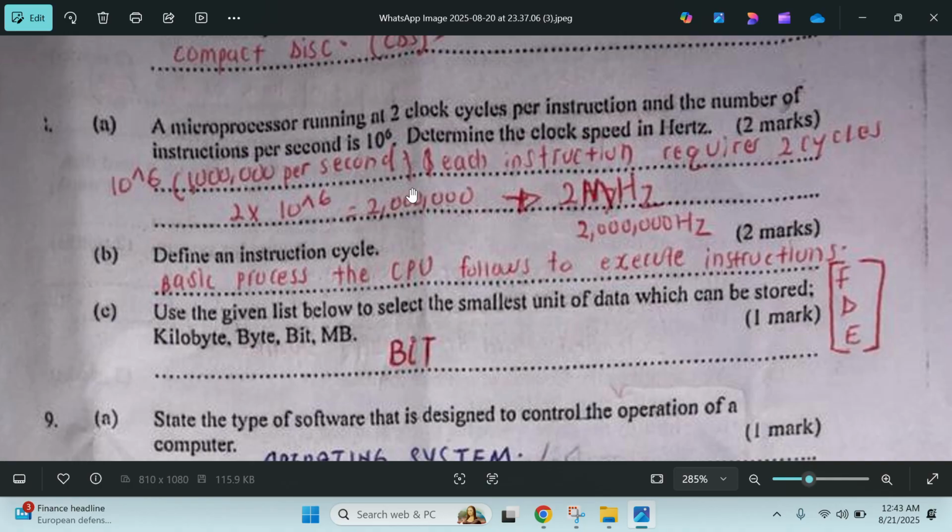Part B. Define an instruction cycle. An instruction cycle is simply the basic process the CPU follows to execute instructions. Those are steps a CPU follows to execute instructions: fetching, decoding, and executing. Then use the given list below to select the smallest unit of data which can be stored. So kilobyte, byte, bit, MB. The smallest unit there was a bit.